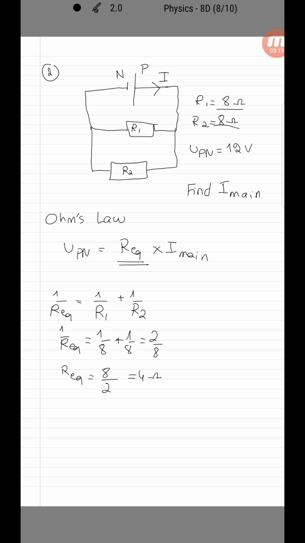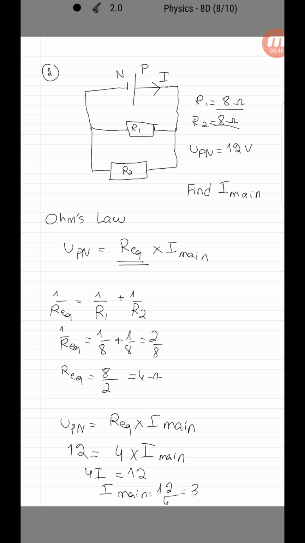Now I replace in Ohm's law. UPN equals R equivalent times I main. UPN is 12 volts, R equivalent is 4, times I main. Now 4 I main equals 12, so I main equals 12 over 4, equals 3 amperes.